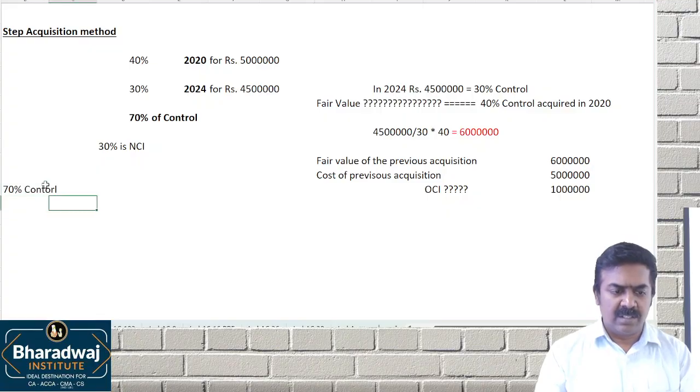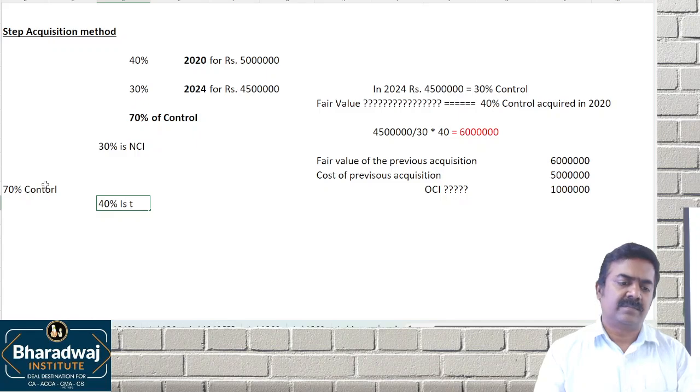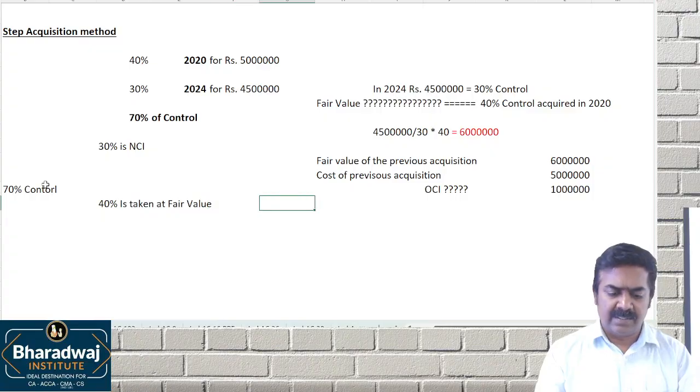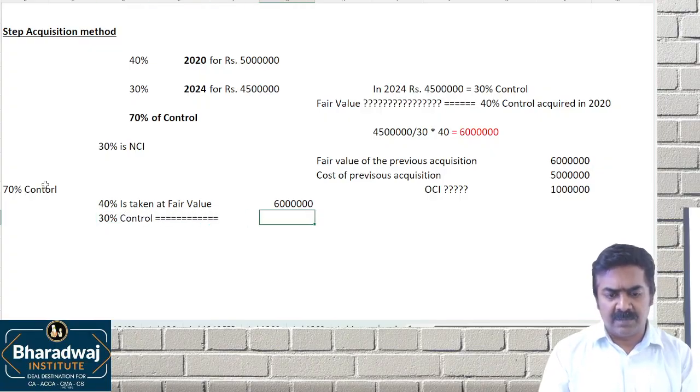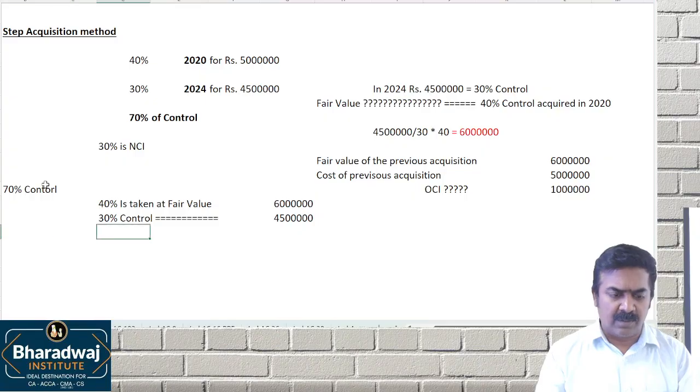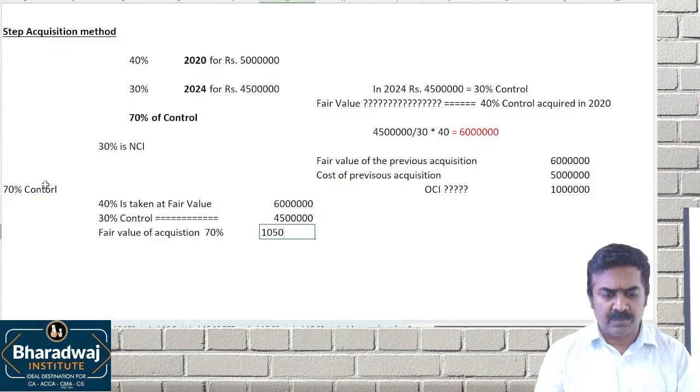That 40% control will be taken at what? At fair value today. What is the fair value? 60 lakhs. 30% control acquired today, what is the value? 45 lakhs. So what is the total 70% control? Fair value of acquisition, 105 lakhs.